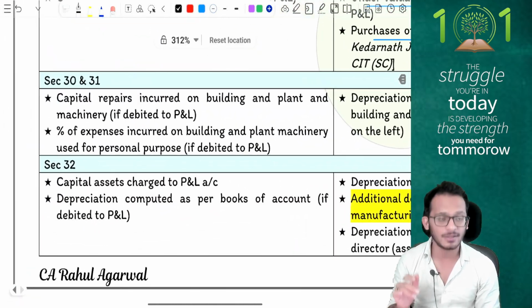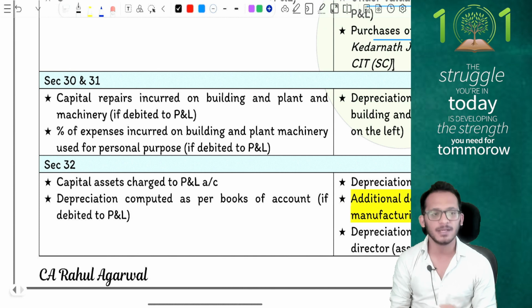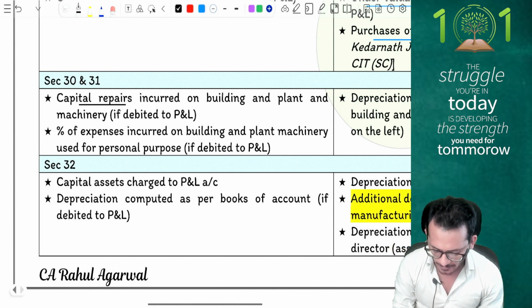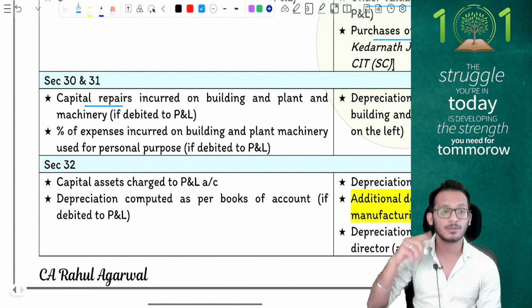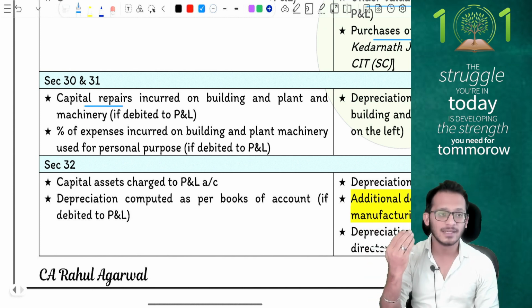We're first looking at section 30 and 31. Section 30 and 31 talks about expenditure incurred for the purpose of plant and machinery and building. Income tax clarifies that if you have any kind of capital repairs incurred for these assets, then obviously you cannot claim it as a deduction. You will have to capitalize it to the asset cost, and therefore whatever capital repairs you have incurred, if it is forming part of P&L, please disallow.